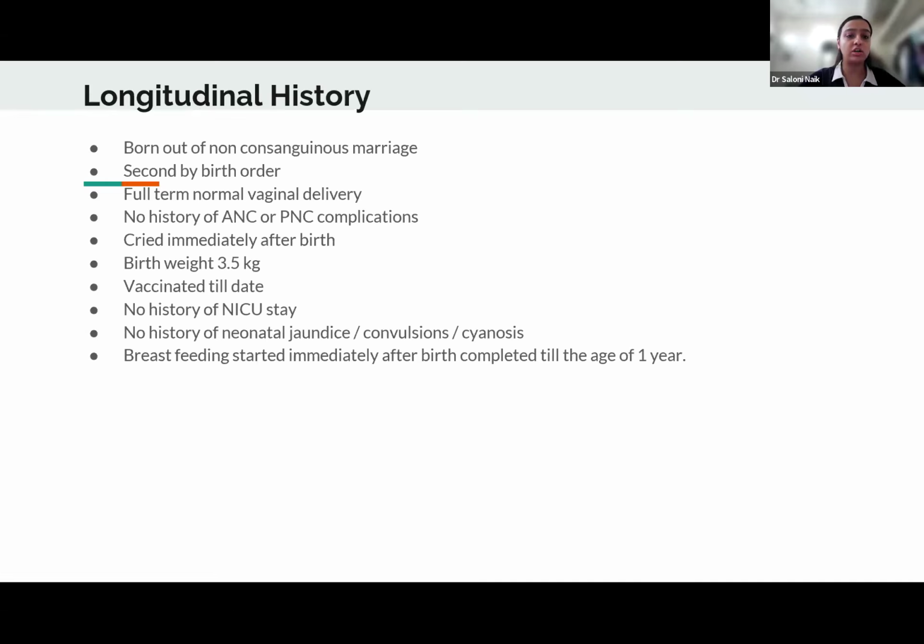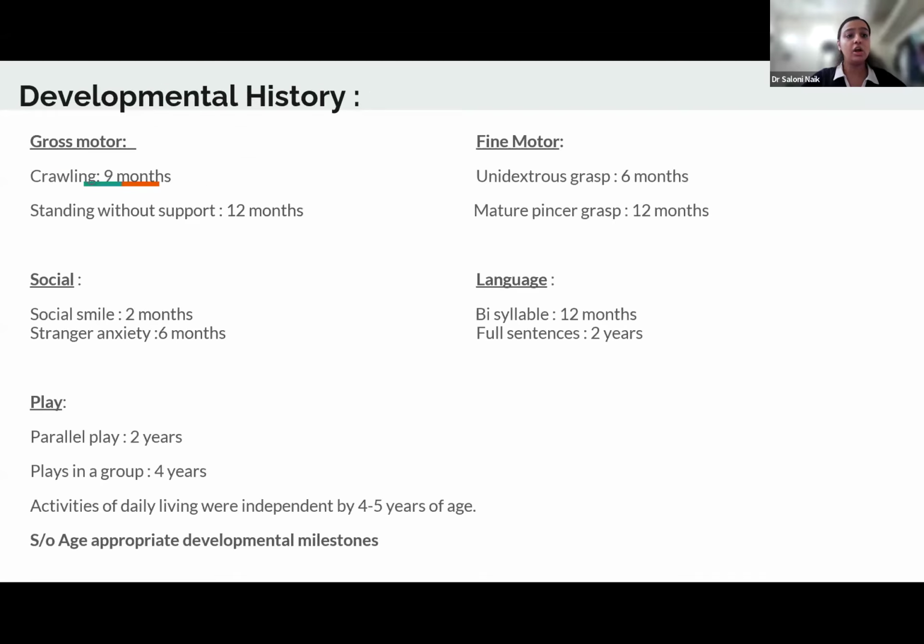Patient was born out of non-consanguineous marriage, second by birth order. It was a full-term normal vaginal delivery with no history of ANC or PNC complication. The birth weight was 3.5 kg and the patient cried immediately after birth. He is vaccinated till date as per schedule with no history of NICU stay, neonatal jaundice, convulsion or cyanosis. Breastfeeding was started immediately after birth and completed by the age of 1 year.